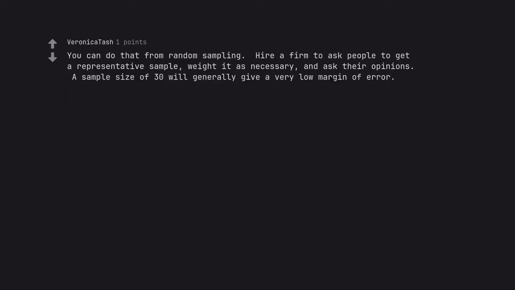You can do that from random sampling. Hire a firm to ask people to get a representative sample, weight it as necessary, and ask their opinions. A sample size of 30 will generally give a very low margin of error.